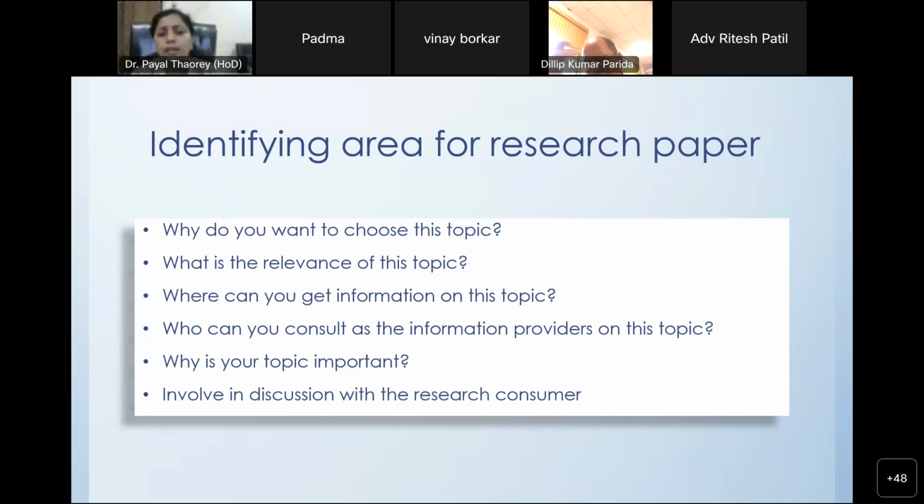Then who can you consult as the information providers on this topic? Now this is again very important, because this is something which you all will be doing at the very early stage of your research. So you need to consult 3 to 4 people or some experts who are working in this area. Why am I telling you that this is important?